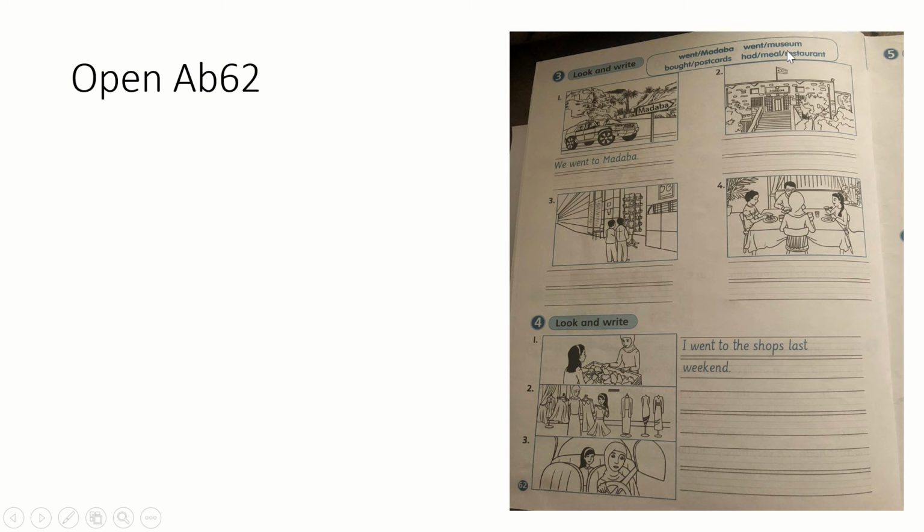طيب. Look at this picture. Went museum. What do you say? Yes, think about it. We went to a museum. Okay, let's go to number 3. Bought postcards. What do you say? We bought some postcards. Yes. What about number 4? Had meal restaurant. What do you say? We had a meal in a restaurant. Yes.